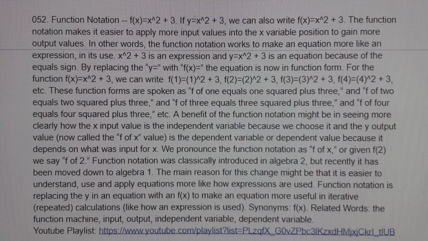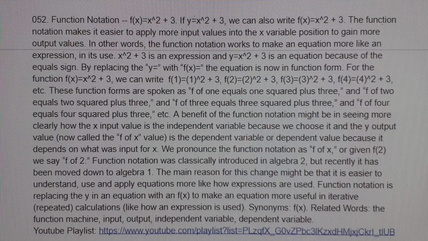x² + 3 is an expression, and y = x² + 3 is an equation because of the equals sign. By replacing "y =" with "f(x) =", the equation is now in function form.